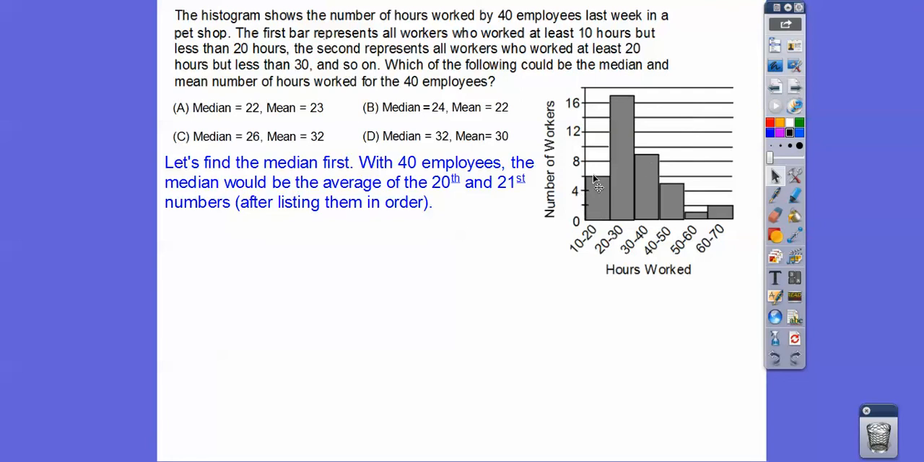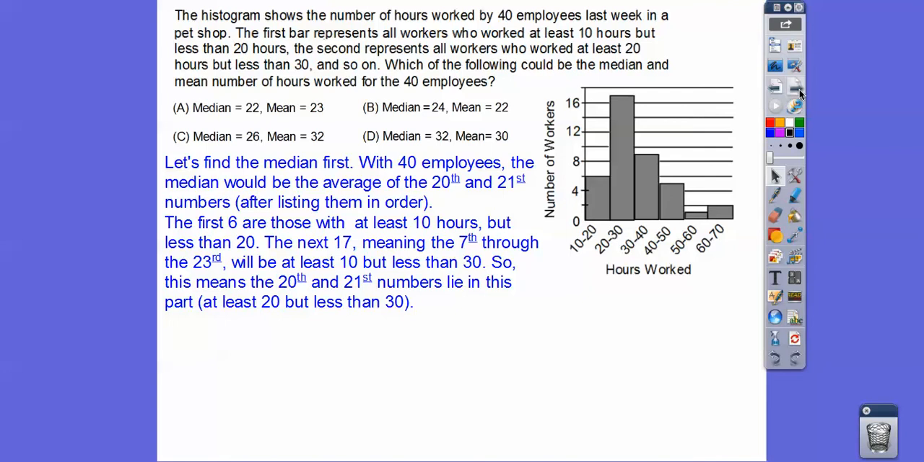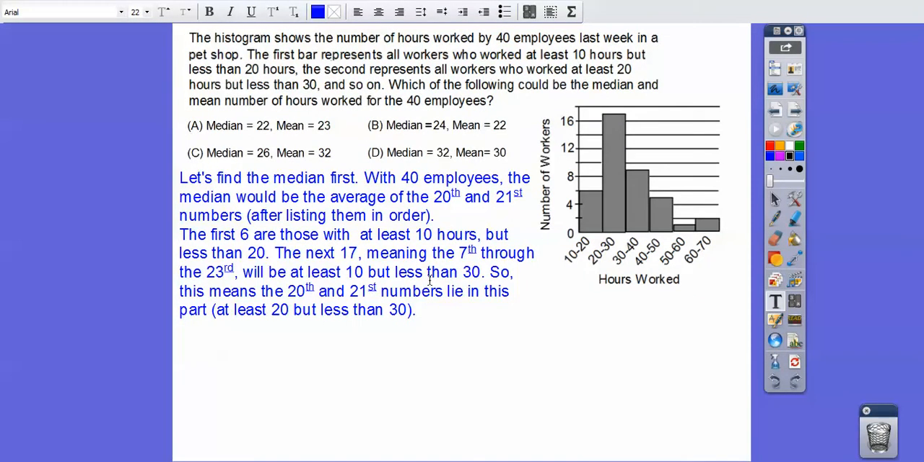Here's 6 right here. The first 6 employees worked at least 10 but less than 20. The next 17 are up in here. So 6 plus 17 is 23, and our 20th and 21st is up in this area. The next 17, meaning the 7th through the 23rd person, worked at least 20 hours but less than 30. I made a mistake right there. This should be at least 20, but less than 30.